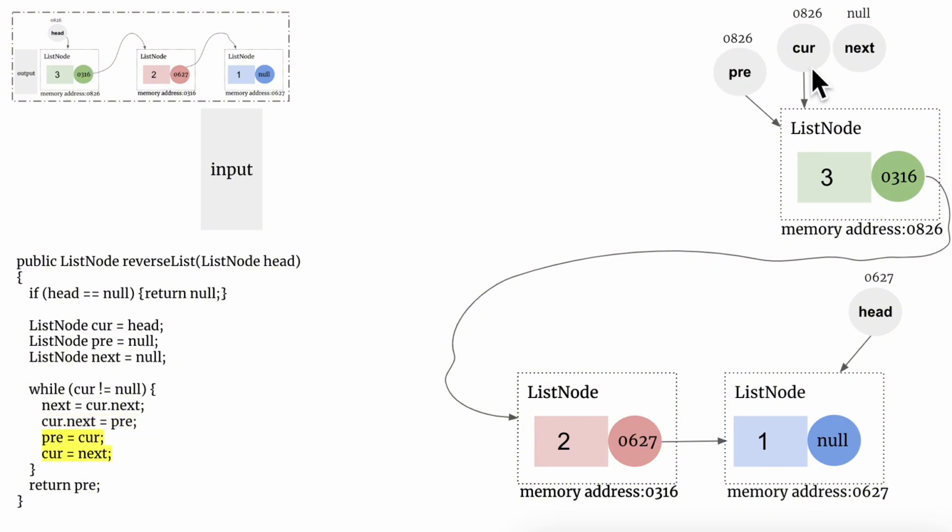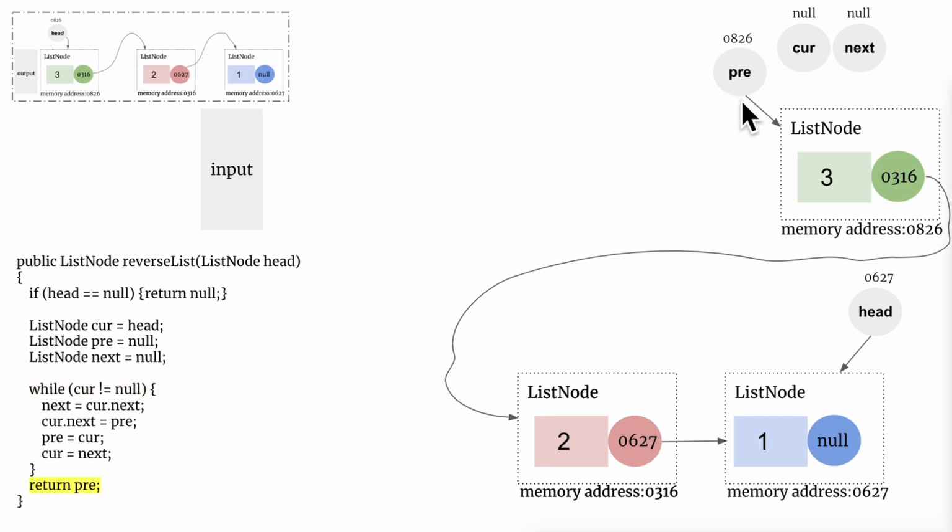to 0316. The pointer cur is used to iterate through the nodes of the linked list. Before pointer cur moves to the next node, pointer pre would copy its reference, which is 0826. For this statement, pointer cur would get a copy of pointer next's reference, which is currently null. So we exit the while loop.